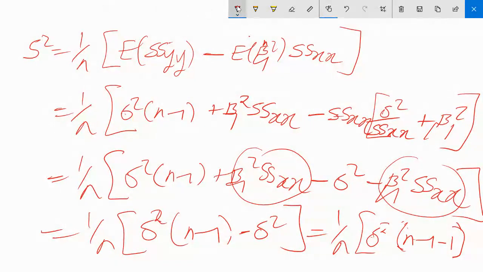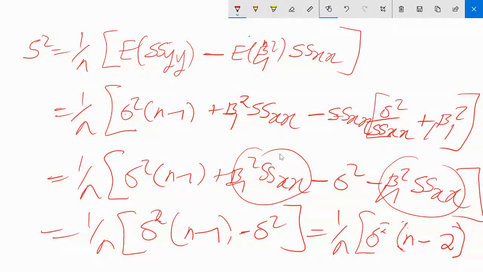So I'm going to write this as n minus 2. Now we have n minus 2, and now we are done. We are left with what? 1 over n, sigma squared multiplied by n minus 2, which is not equal to sigma squared. Therefore, this S is biased. Is it clear?